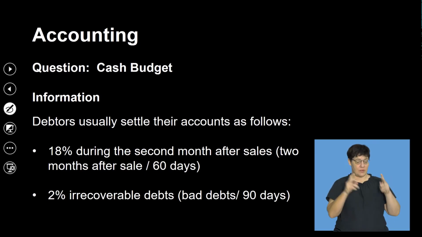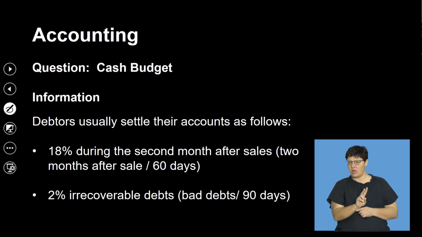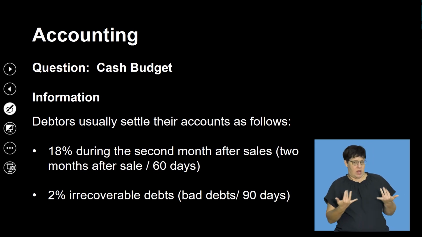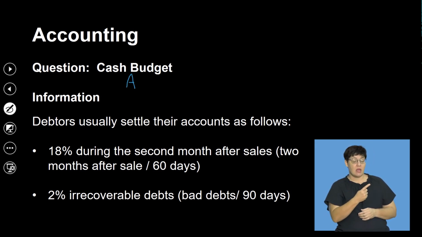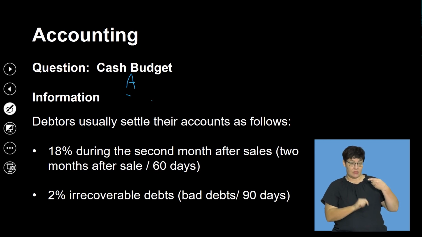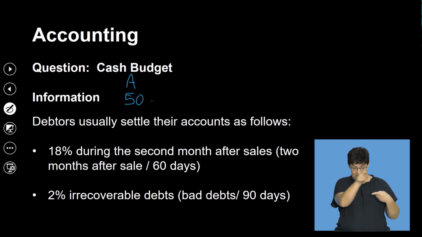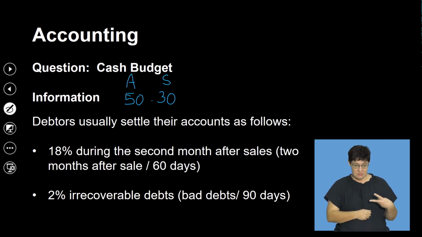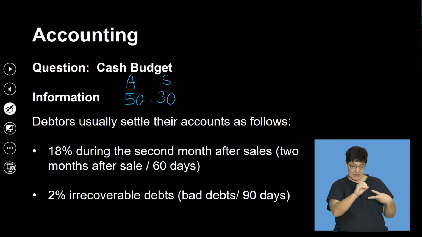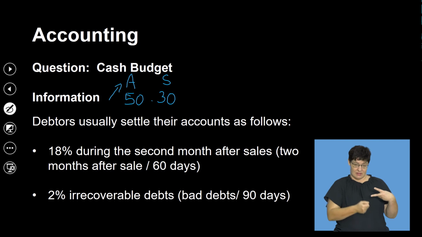Okay, guys, so let's look at this and see at what point we are. We said that in August, we had 50% of our debtors settling, right? Then we said September was the 30% of our debtors settling their accounts. So 50% in the month of sale, as you can see, August, and in September, 30% are settling.